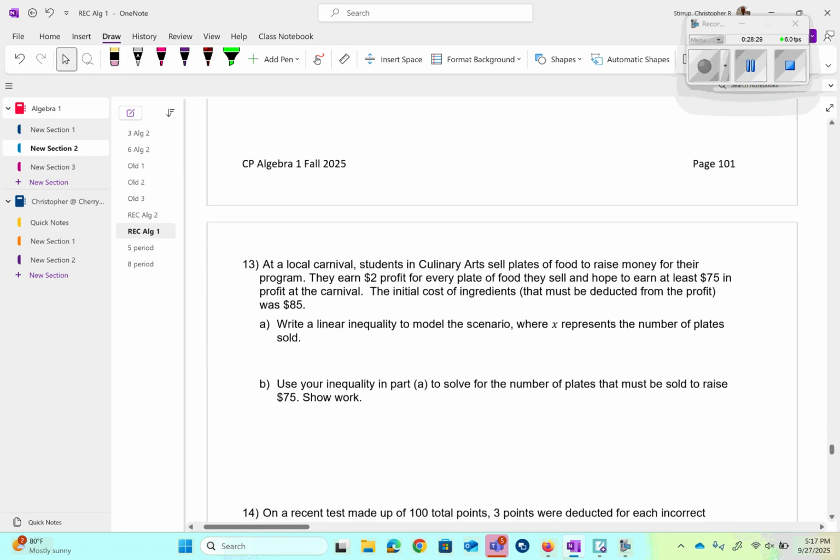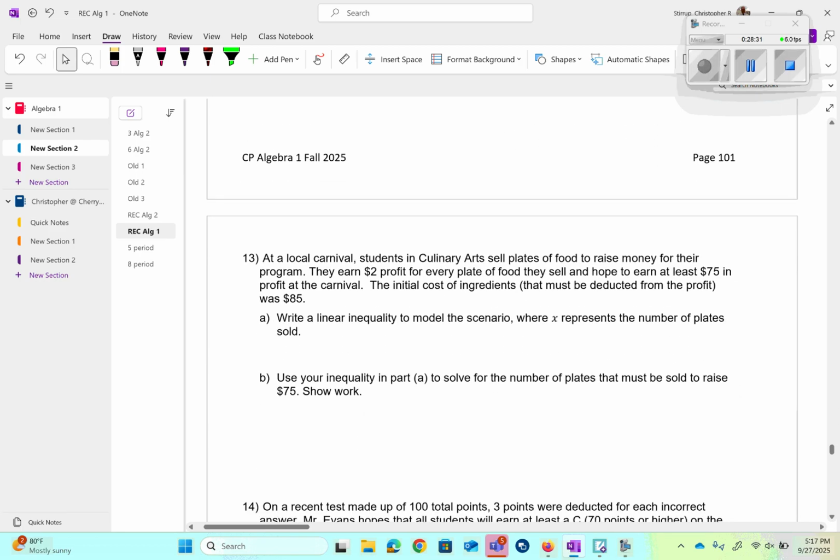Let's take a look at number 13. It says the local carnival students in a culinary arts class sell plates of food to raise money for their program. They earn $2 profit for each plate of food they sell and hope to earn at least $75 in profit for the carnival. The initial ingredients that must be deducted from profit was $85. Okay, so they spent $85. Okay, they hope to earn at least 75. So you're going to make $2 profit, and we want to make greater than or equal to 75.